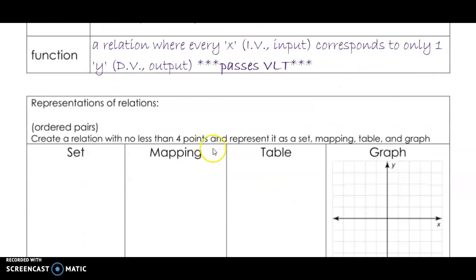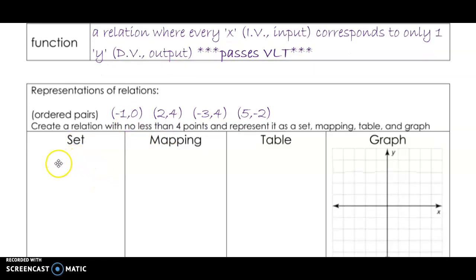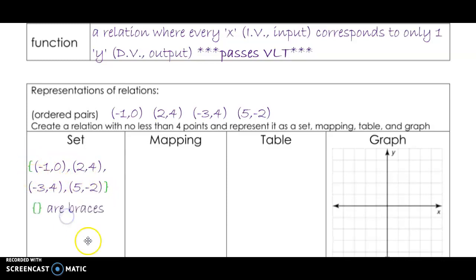Okay. So relations can be represented in a lot of different ways. Ordered pairs are a very common way where we have an x paired with a y inside parentheses and separated by a comma. We can also write a relation or, of course, a function as a set. A set is just a listing of ordered pairs, but it's inside these symbols, which are called braces. They're kind of like squiggles.